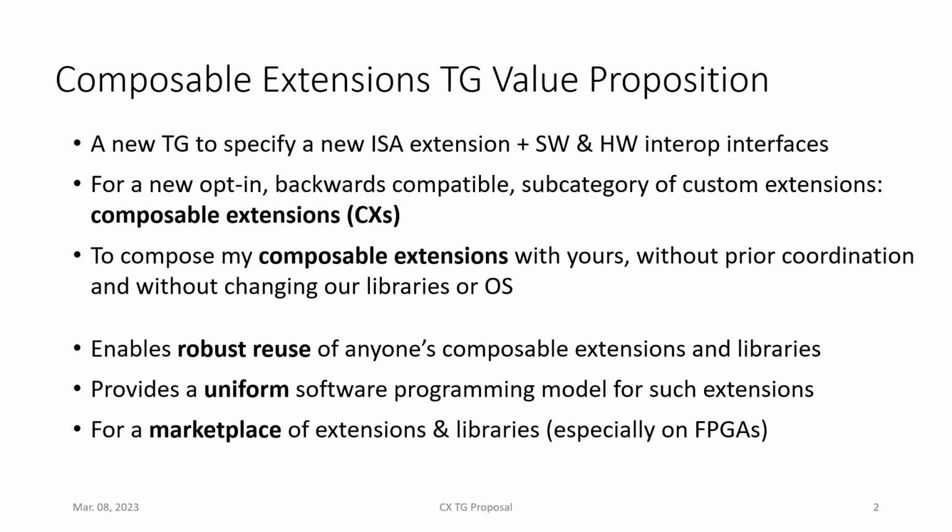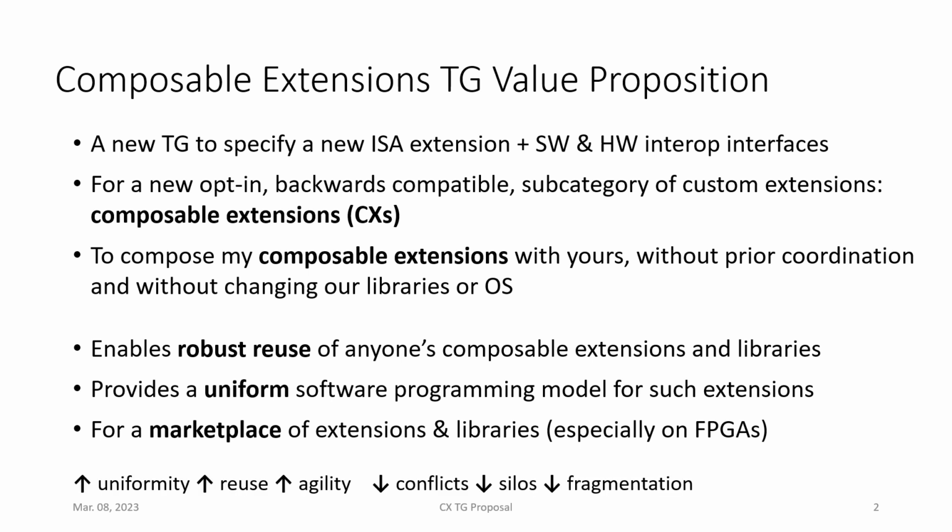In all, this enables robust reuse of anyone's composable extensions and libraries. It provides a uniform software programming model across all such extensions, enabling a marketplace of reusable extensions, libraries, and hardware modules. This is especially useful on FPGAs, where you'll be able to mix and match all these third-party extensions and libraries and build a new customized SoC in an hour. Greater uniformity will improve reuse and reduce siloing and fragmentation.